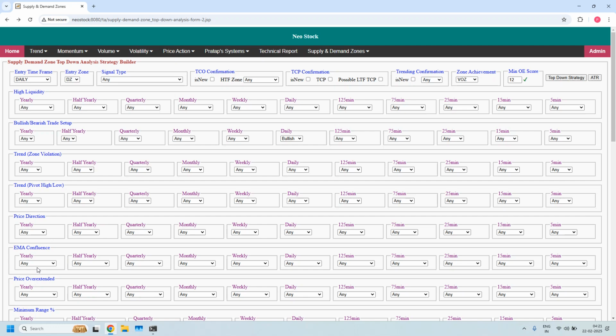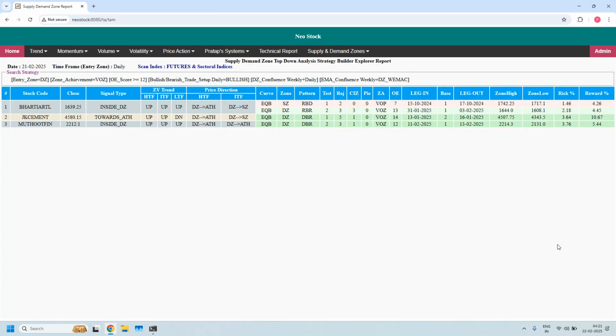Let's verify. In the EMA confluence weekly time frame, because daily zone is overlapped with weekly, that's why we are looking for whether the weekly demand zone has weekly EMA confluence or not. Anyway, trend is uptrend. So we got 3 stocks. So these 3 stocks might have more success rate. I think some of these zones are tested today. Okay, next.